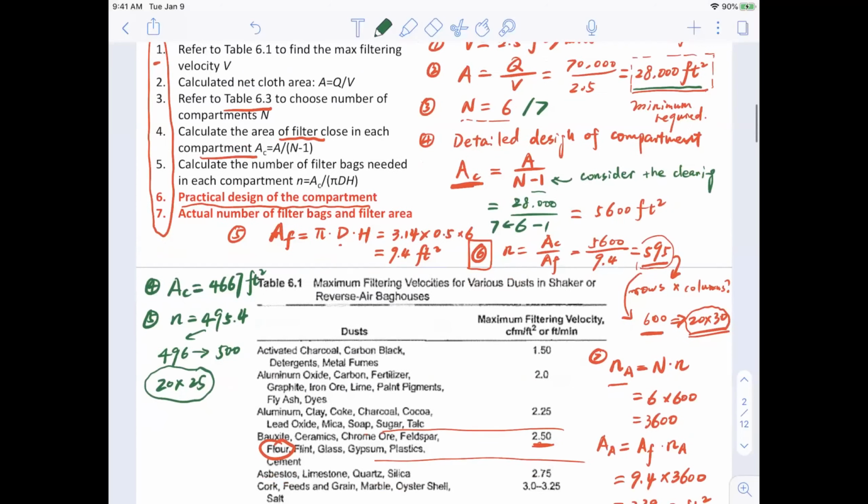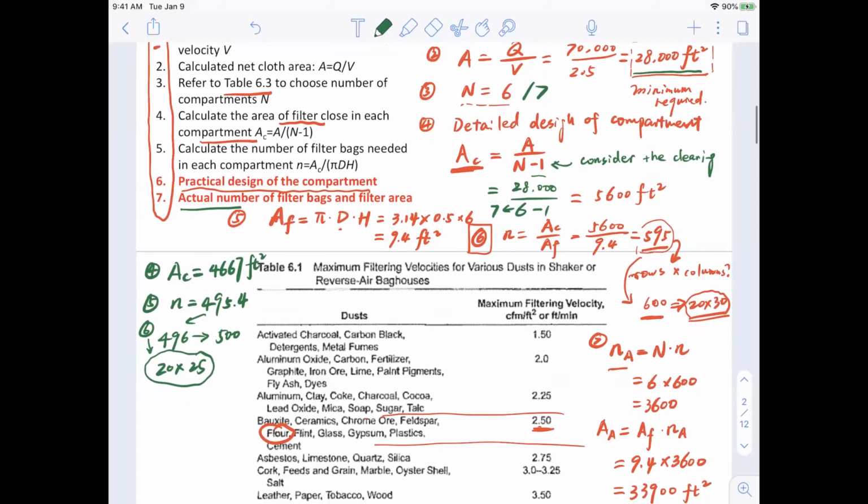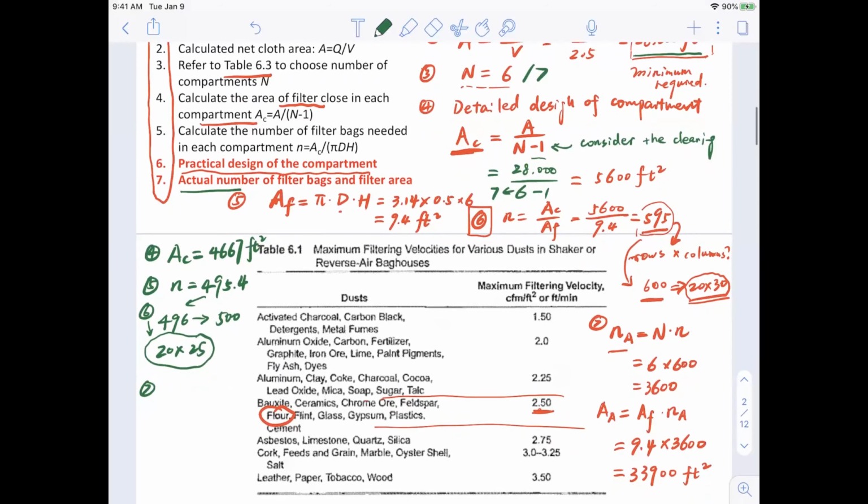So with this number here, this is the practical design. With this number, we can calculate what is the actual number of the filter bags in the filter area, right? So in the 7th step, NA, or the actual number of the filter bags, is just N multiplied by N. We need 7 compartments. Each compartment, we need 500 filter bags. So that's 3,500 filter bags, right?